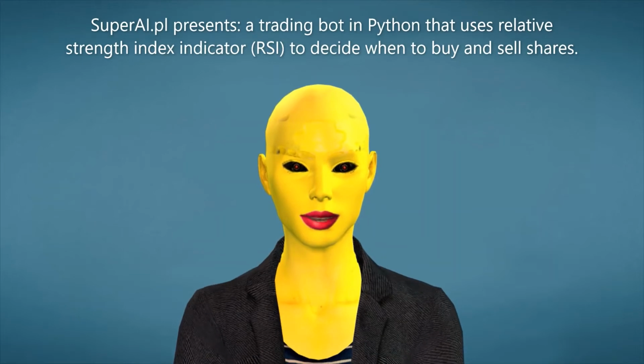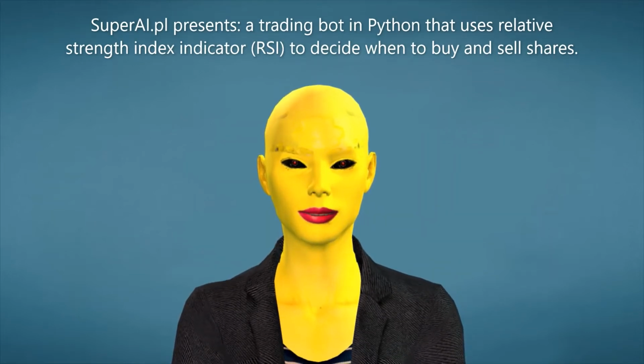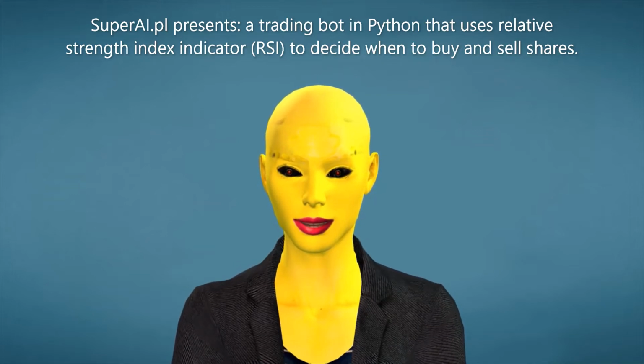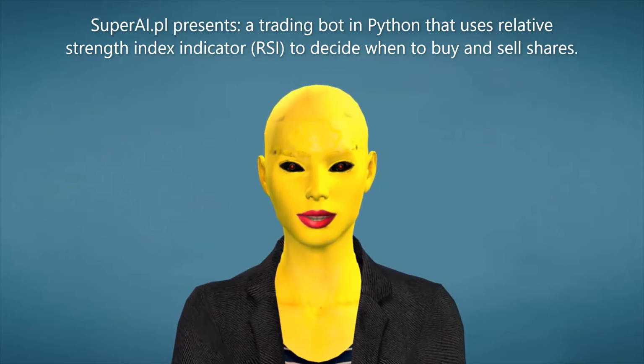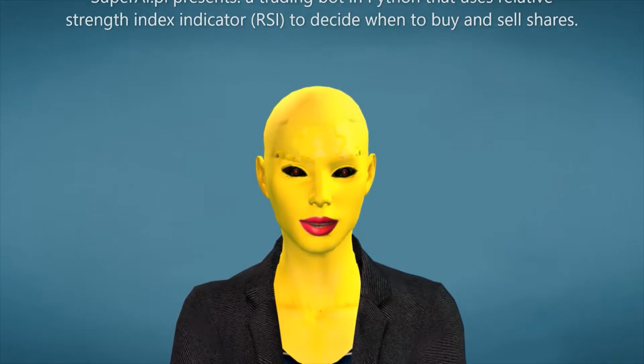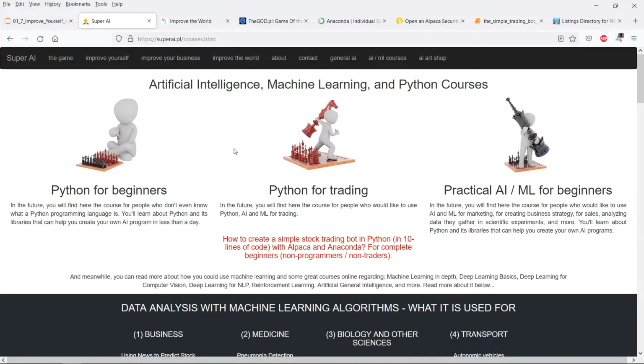And this is my second Python online trading tutorial. In this tutorial I'm going to show you how you can create a very simple trading bot in Python that uses the Relative Strength Index indicator, RSI, to decide when to buy and sell shares. This bot will not use any machine learning and will only be as smart as its creator. So if you want to use it, be smart about it. I believe in you. You can find this and the previous tutorial on my site.